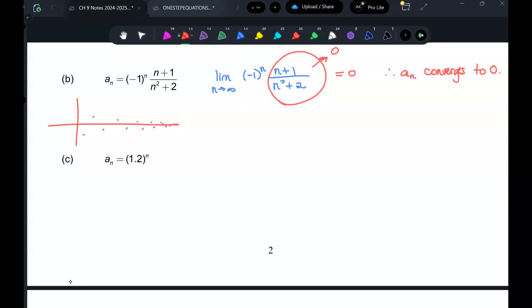Good. How about this one? It diverges, infinity. Because whenever this is greater than 1, it's going to approach infinity, so it diverges.